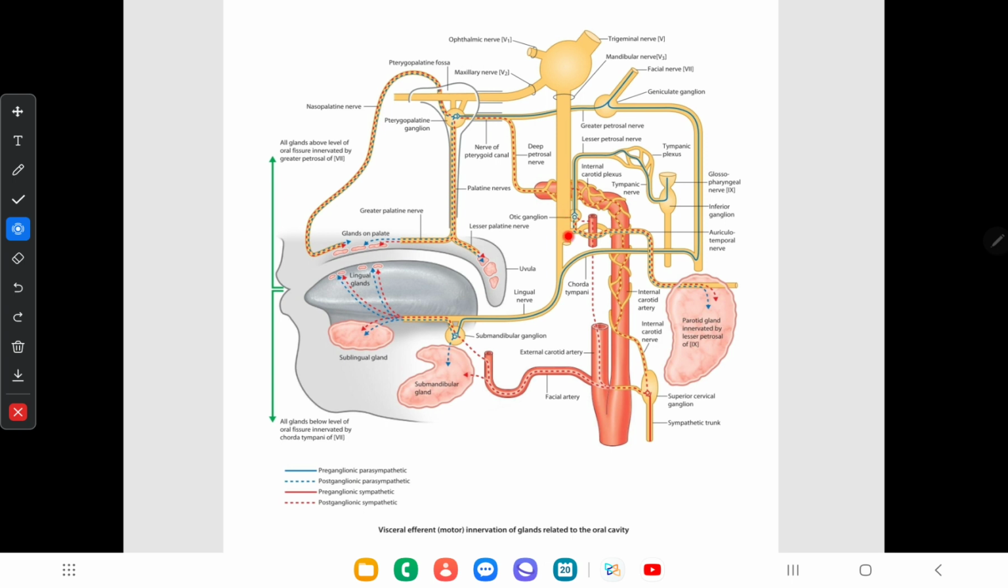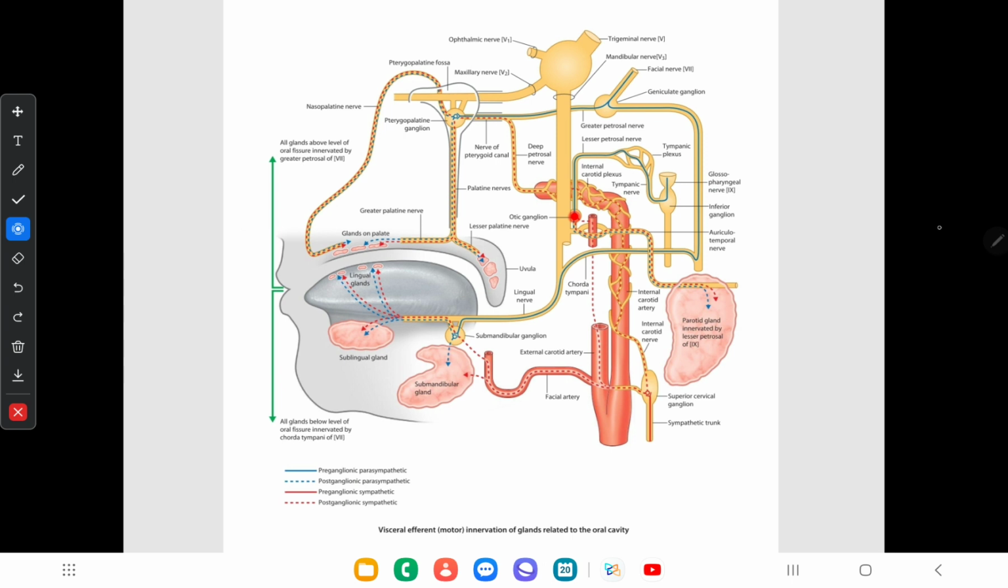Let's move on to this otic ganglion. We have to know a few details about this otic ganglion as well. Otic ganglion is one of the parasympathetic ganglia which is a relay station on the secretomotor pathway of the parotid gland. That means the secretomotor fibers to the parotid gland go through this otic ganglion. Though the otic ganglion is located close to the mandibular nerve, it is functionally related to the glossopharyngeal nerve.